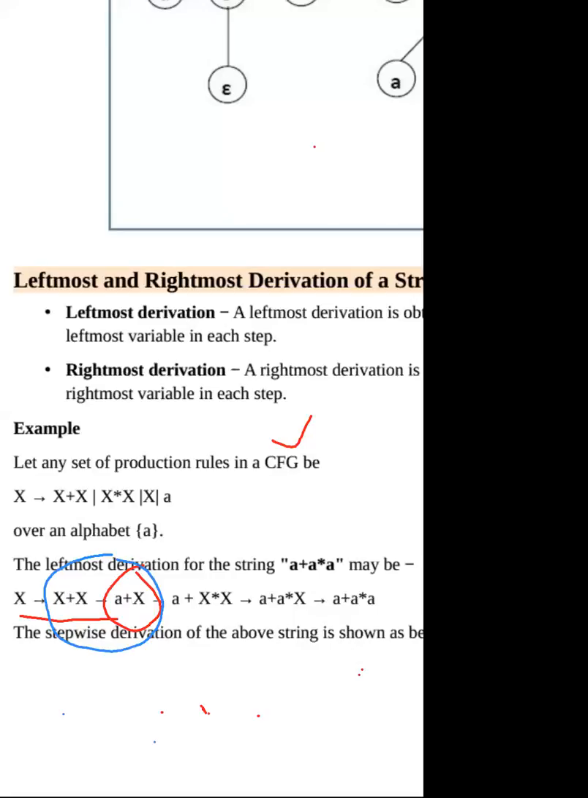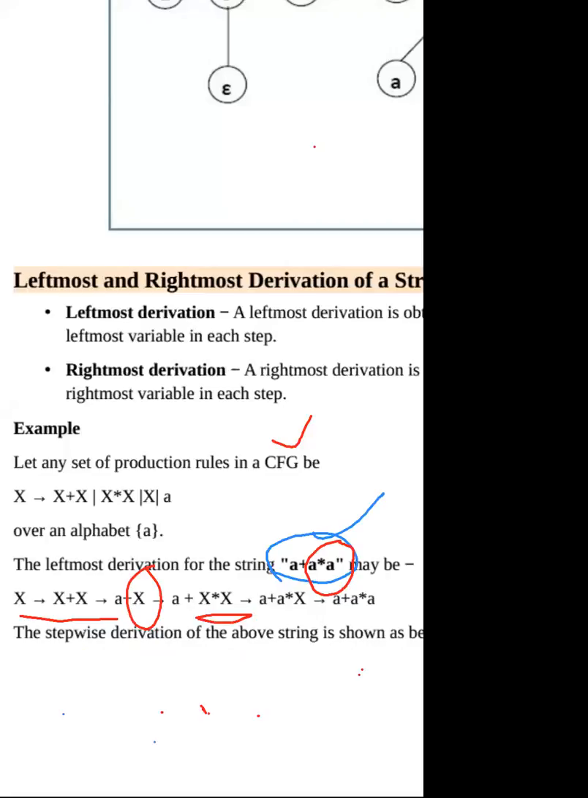Now look at your string. We are going to derive this string, a plus a into a. We got a already, we got plus already. Now we need a into a. To get a into a, we now replace this X. Replace this X by X into X. Got it? Right?